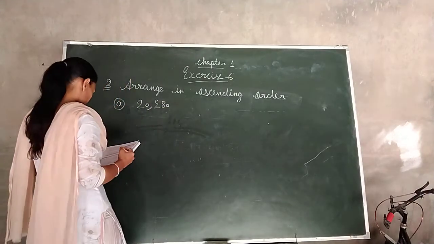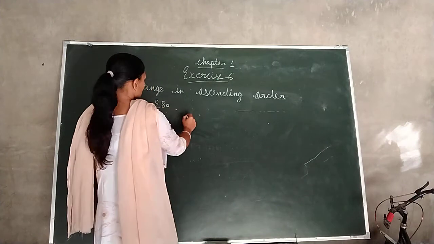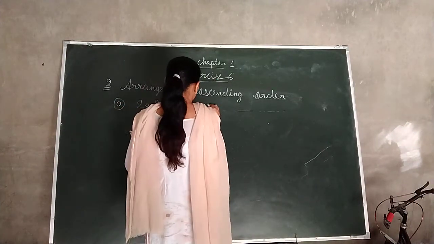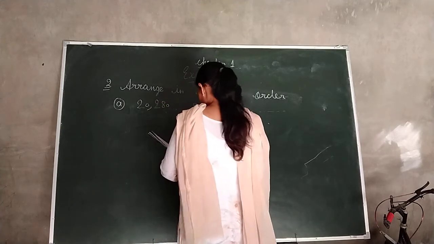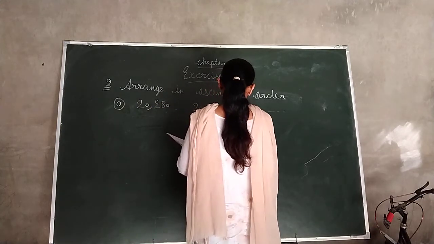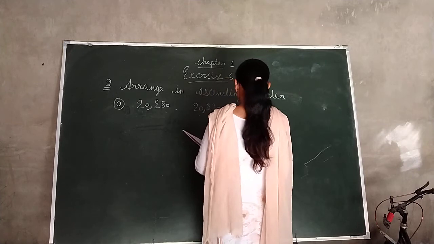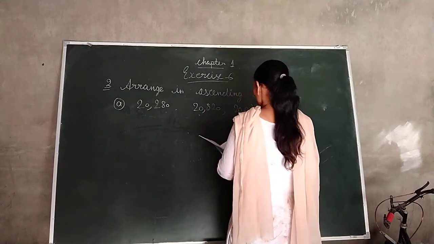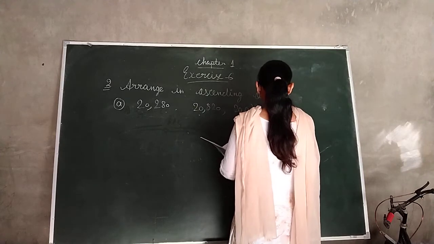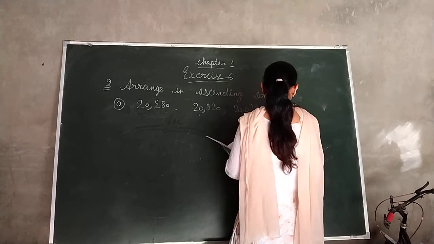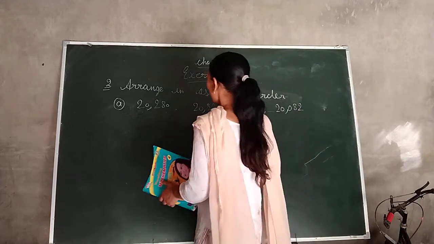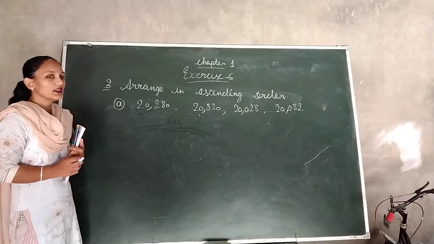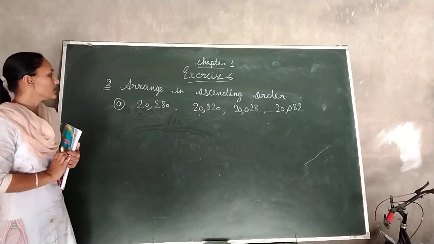20,280. Next 20,820. Next 20,028. Next 20,082. Now all the numbers are of 5 digits and we have to find the smallest number among these numbers.